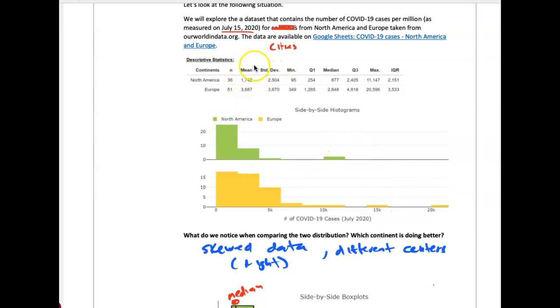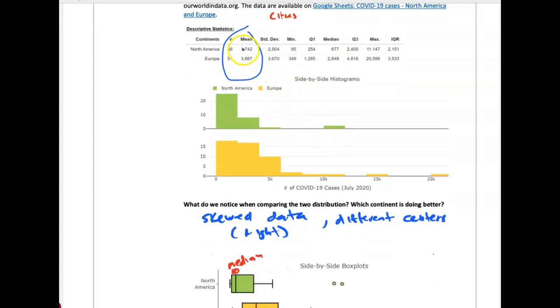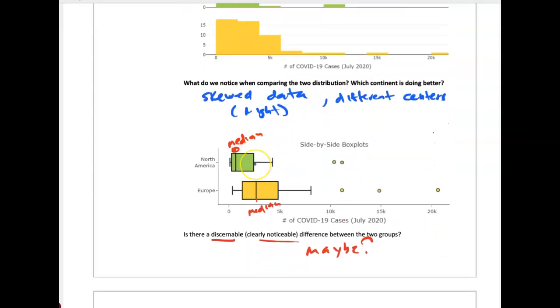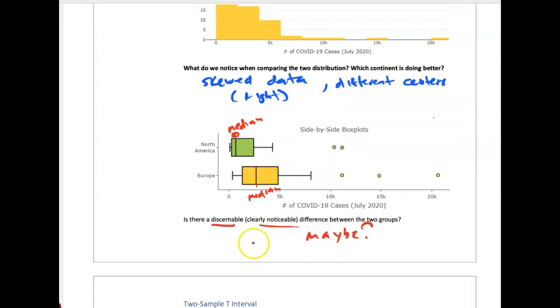But when we compare the means and standard deviations, we can get a sense that North America had fewer COVID cases than Europe. And you can kind of see that because the stacked bars are a little bit higher on these axes. So when you compare and contrast, it looks like Europe has more. The question though, is it discernible?